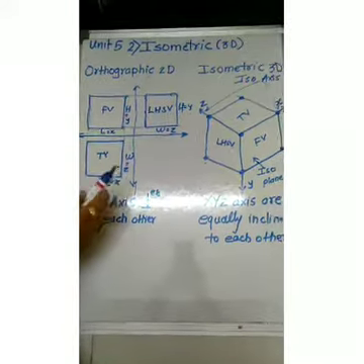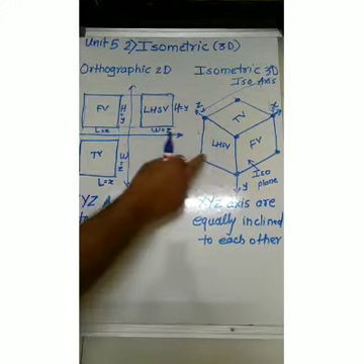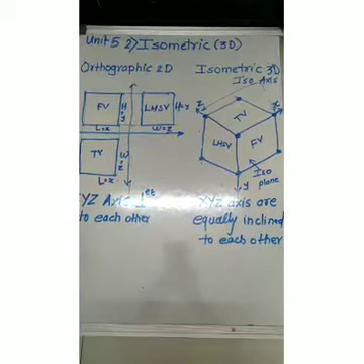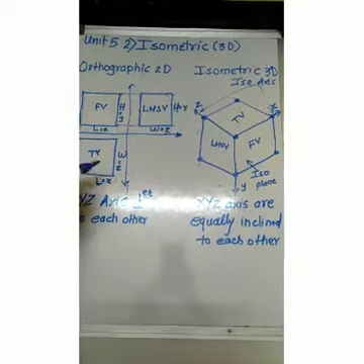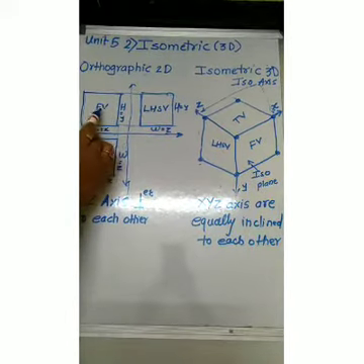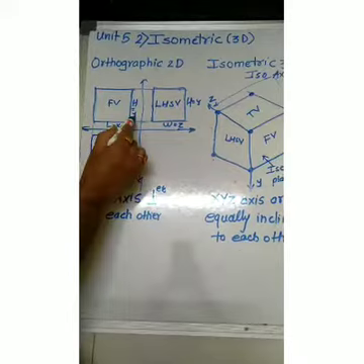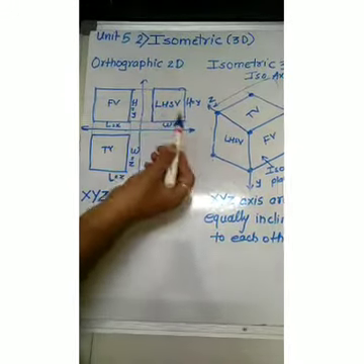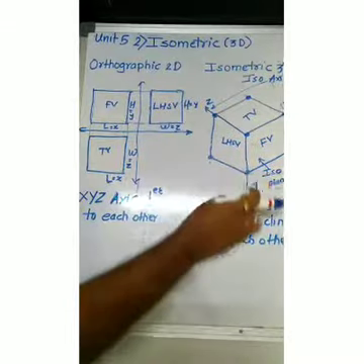Now you know the difference between the two-dimensional, that is orthographic, and three-dimensional, that is isometric. Now the basics of isometry. In case of front view, we can see the length, that is x-axis, and height, that is y-axis. So we'll have to plot this front view on this isometric axis.